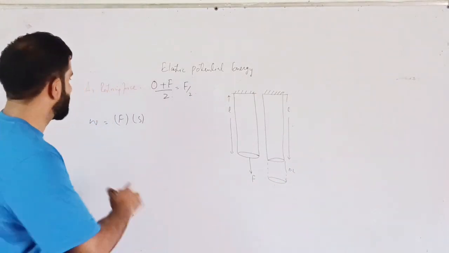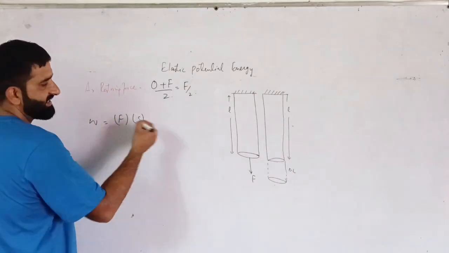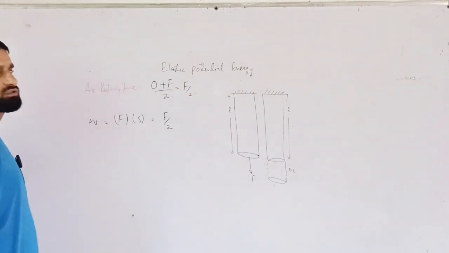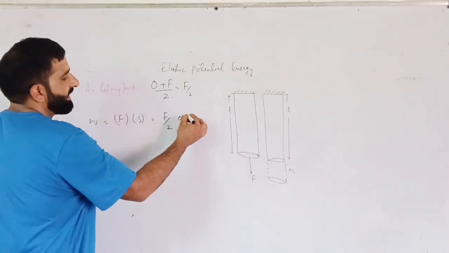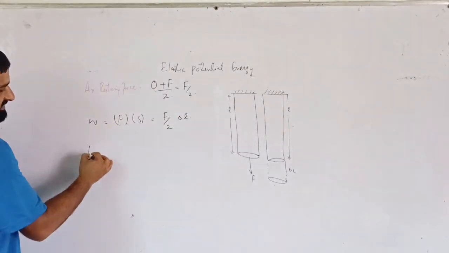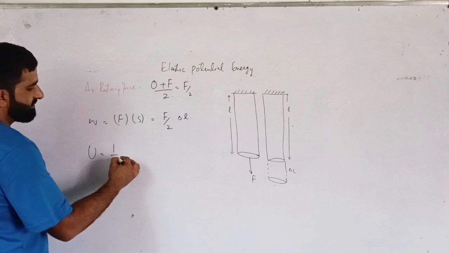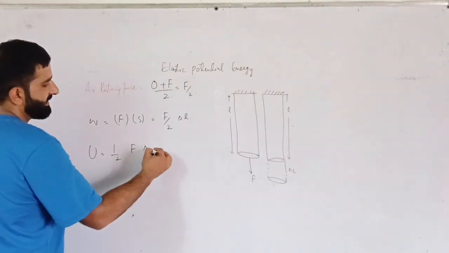So cos theta is equal to 1. So W is equal to F dot S, that is equal to F into S. That equals F by 2, the restoring force, into delta L. So that work done is stored in the body as its elastic potential energy. So we have U equal to 1 by 2 F delta L.